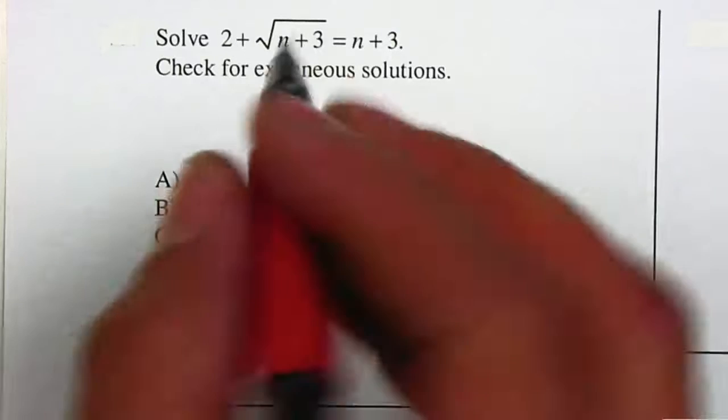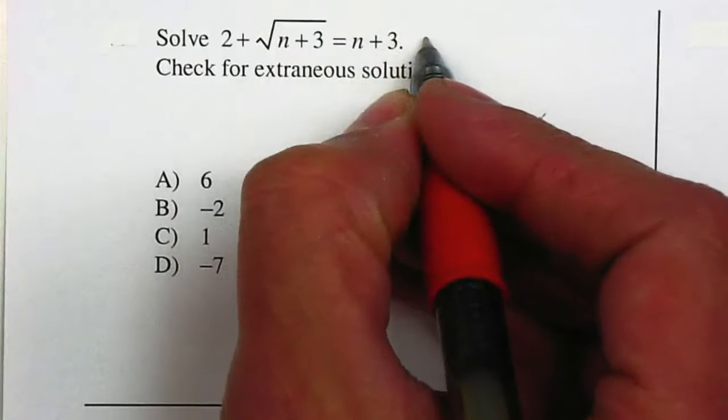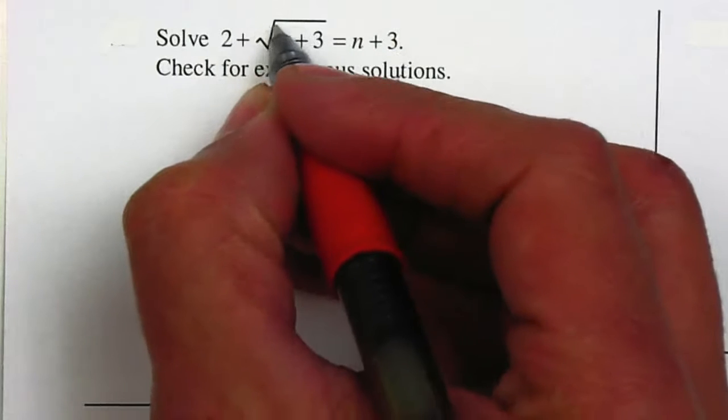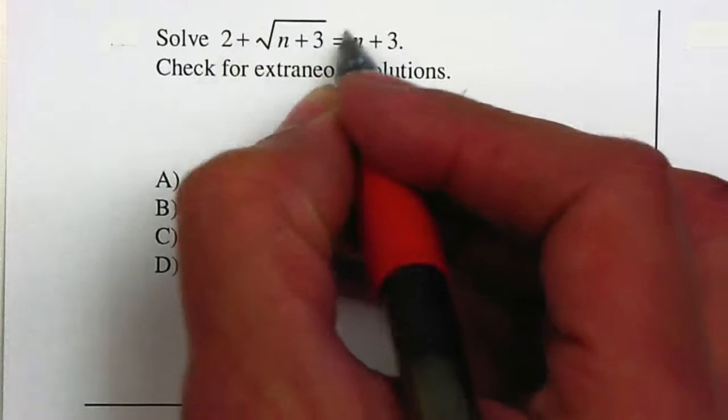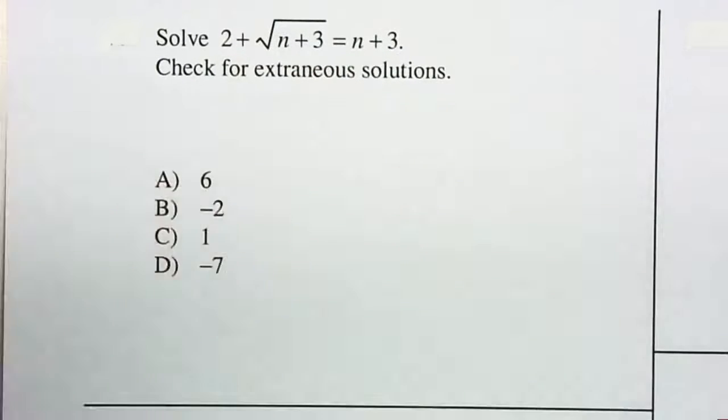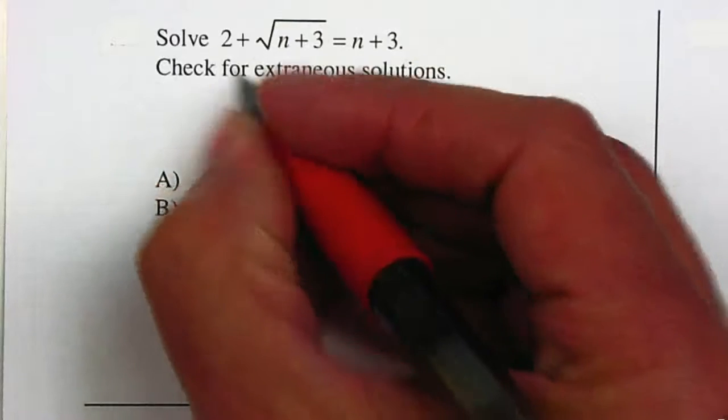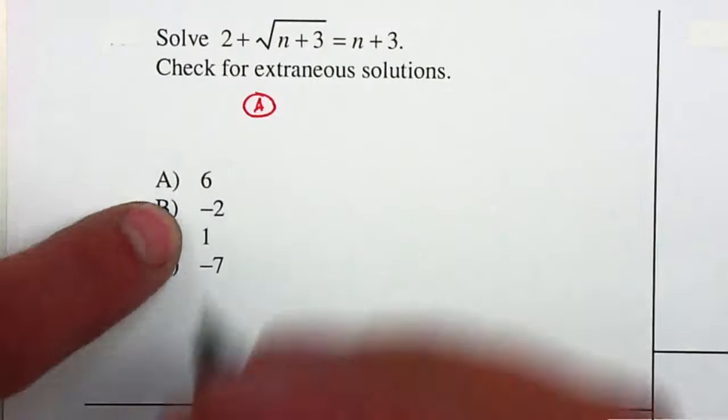Now remember that you can also move the 2 to the right, becomes a -2. Then get rid of the square root by squaring both sides. But in this case, I'm just going to check my answer. So let me check letter A. Let me see if 6 is an answer.